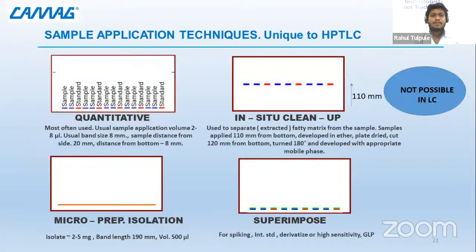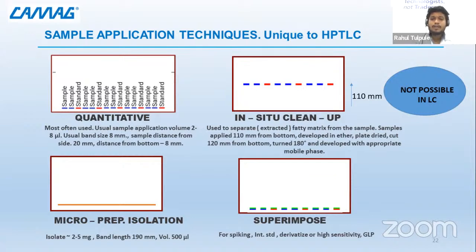Then let's move to the application techniques. What are the different types of application techniques? When we talk about quantitative identification, we have a standard and we have a sample. The first plate shows the quantitative way and how it is applied. We apply samples in duplicates, with standards in between them, so as to maintain the balance for the plate, and it is developed to a particular distance.